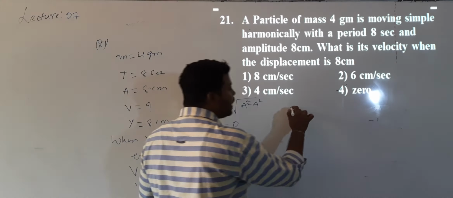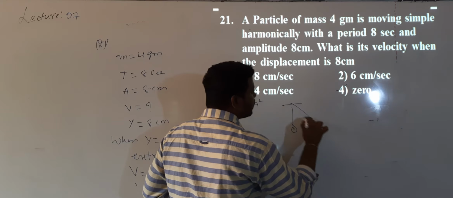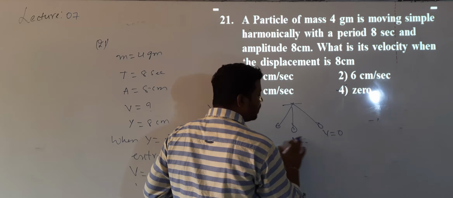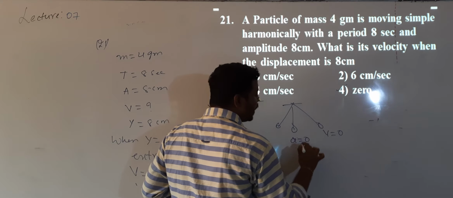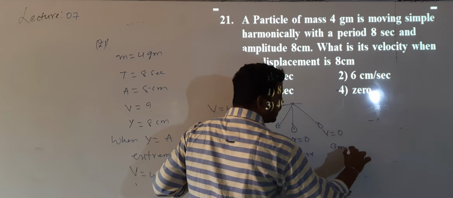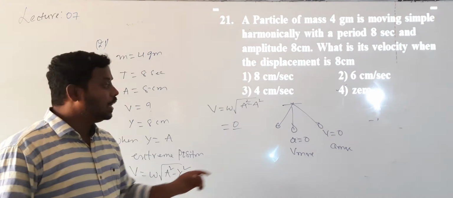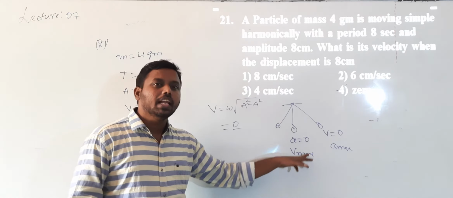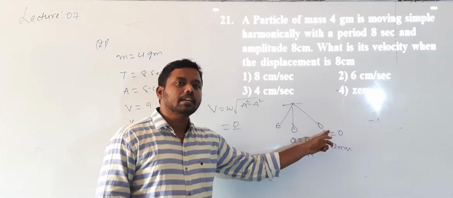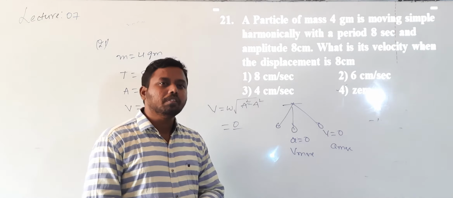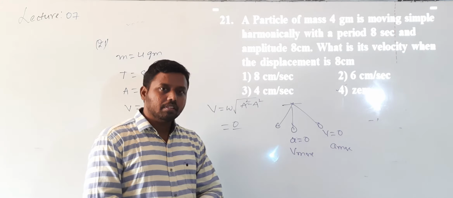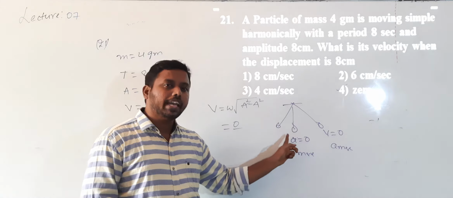And one important point is, when a particle is executing SHM, velocity is 0 at extreme position and acceleration is 0 at mean position. Velocity is maximum at mean position, acceleration is maximum at extreme position. Whenever a particle is coming from extreme position to mean position, velocity and acceleration both are in phase.